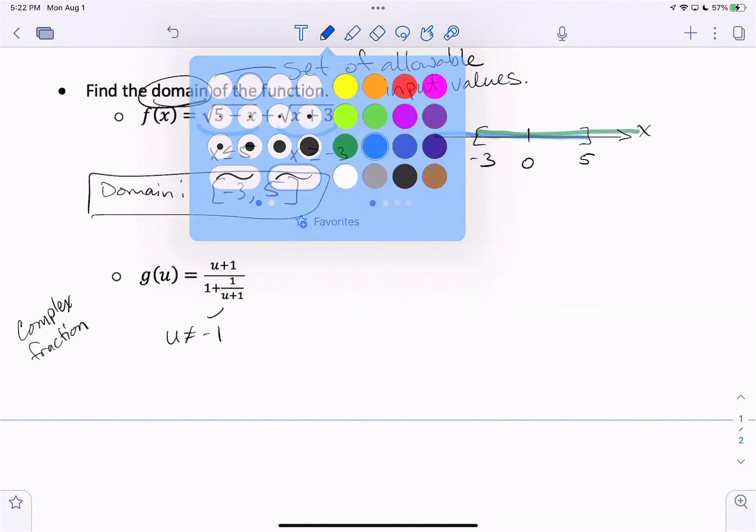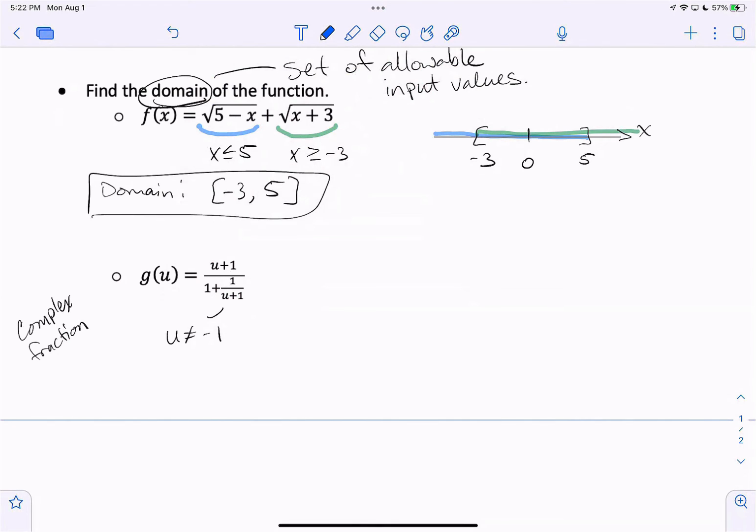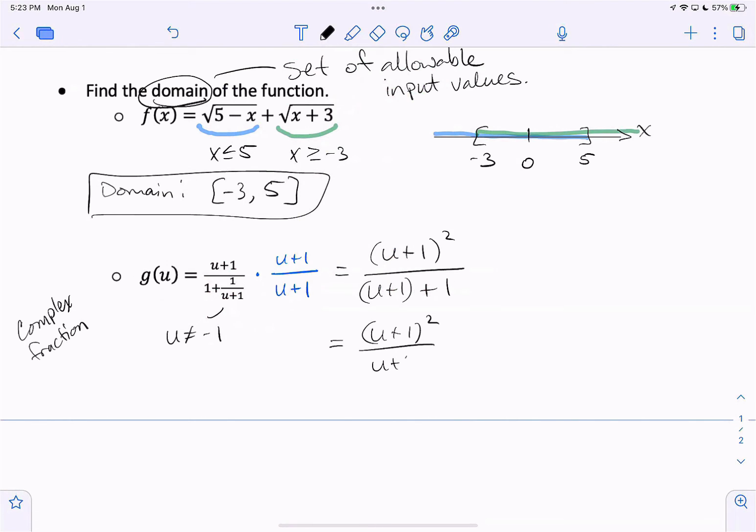Now to continue considering this fraction, we're going to simplify the complex fraction, which means I'm going to multiply numerator and denominator by the denominator of any of the smaller fractions that I see here. In this case, that means I'm going to multiply numerator and denominator of the big fraction by u plus 1. When I do that, I have u plus 1 quantity squared in the numerator, and in the denominator, I need to distribute the u plus 1. I end up with 1 times u plus 1 as my first term, plus 1, and the u plus 1's divide out, or cancel out. This is going to give me u plus 1, the quantity squared, over u plus 2.